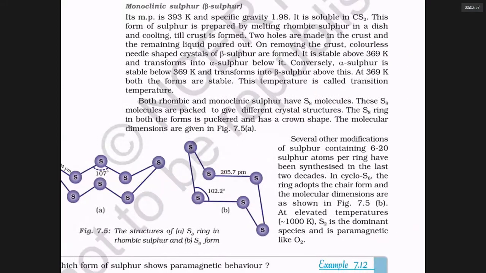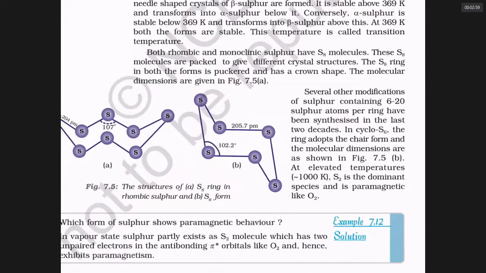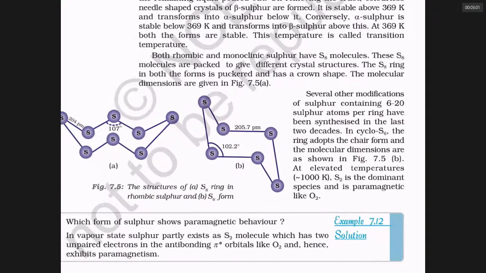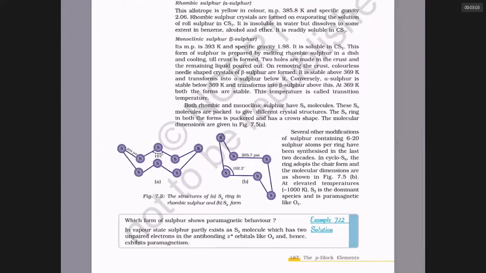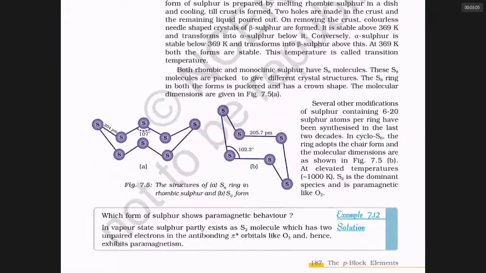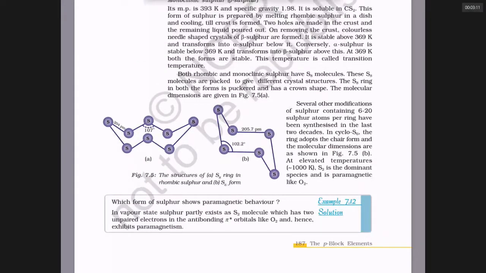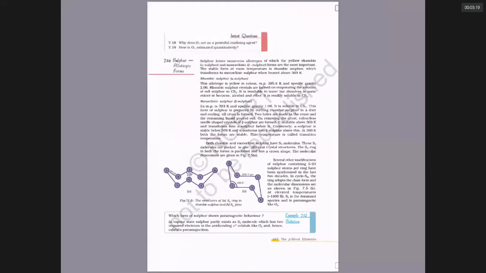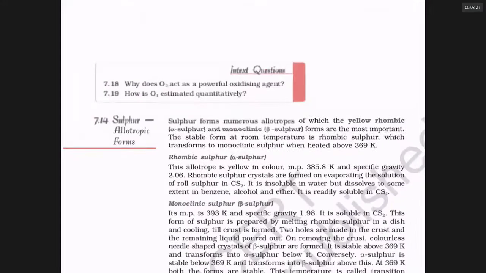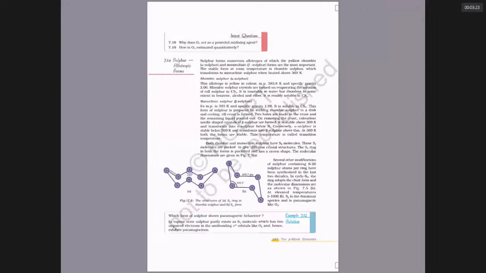Can we see it, sir? This is a note on sulfur properties. I want you to read it yourself. Okay, so nice. Sulfur is paramagnetic in S2 form, like oxygen. That's the last point on that. Okay, sir.